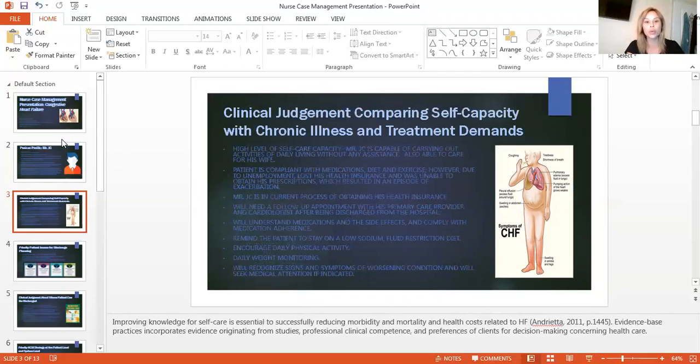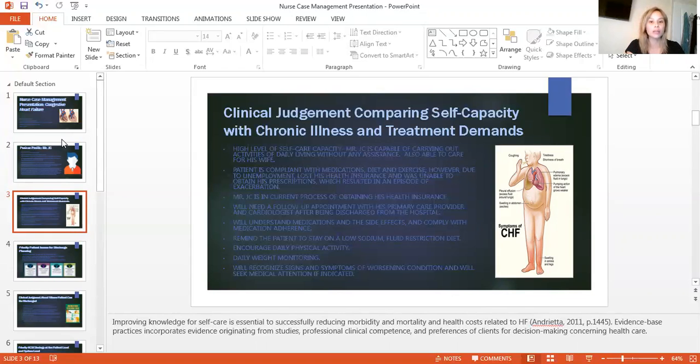He's able to carry out activities of daily living without any assistance, and he's also able to care for his wife. He does have his 2 children close to him, so if he needs any extra help, they are readily available. So the patient is compliant with his medications, diet, and exercise. However, due to his unemployment, he lost his health insurance and was unable to obtain prescriptions, which resulted in an episode of exacerbation. Mr. JC is currently in the process of obtaining his health insurance.